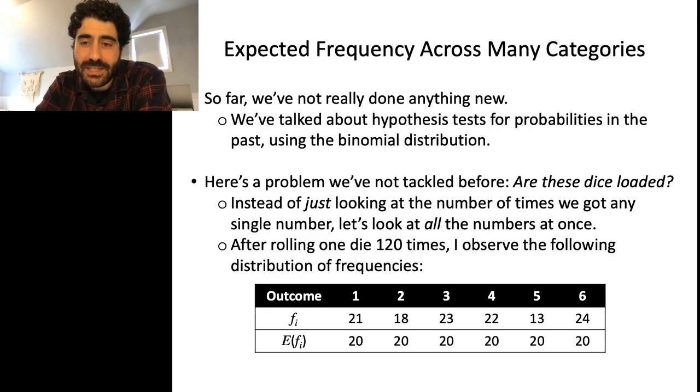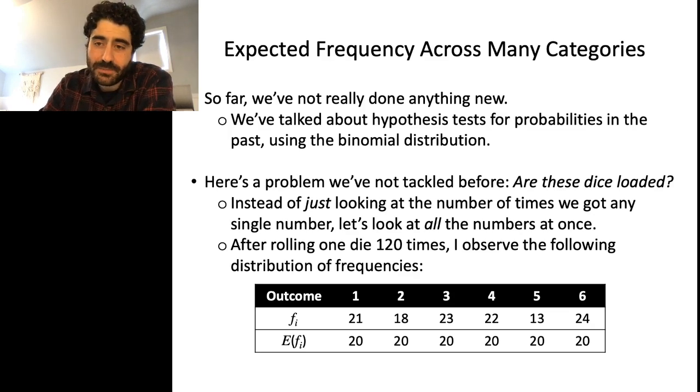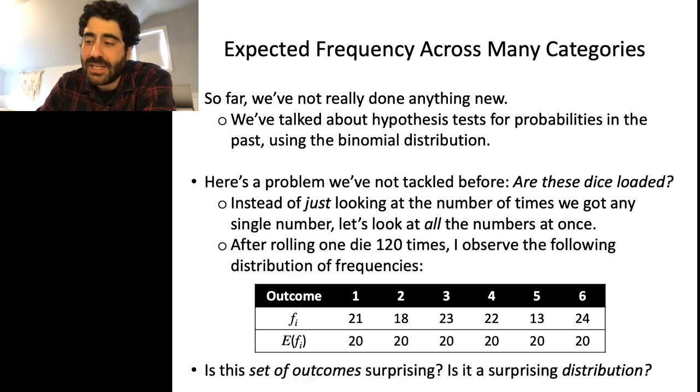f sub i is just a made-up example of what we might get in a particular sample. Then our expected value of fi is what we'd expect under the null hypothesis. Here we have a boring null hypothesis, which is that all the outcomes are equally likely. So if we roll the die 120 times, then we should get 20 of each value. That's what we'd expect under the null. We got these 6 actual frequencies, and the question is whether this is surprising or not.